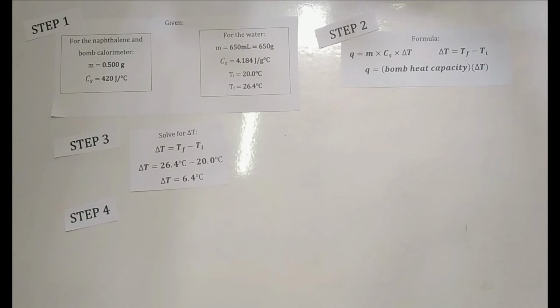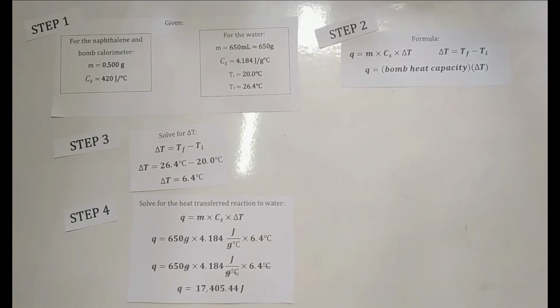After we found the change in temperature, we can now use the formula of heat transfer to the water. We need to substitute the given values, that is, Q is equal to 650 grams, which is the mass of water, times 4.184 joules per gram degree Celsius, or the specific heat capacity of water, times 6.4 degrees Celsius, or the change in temperature. By multiplying these values, we will get 17,405.44 joules.